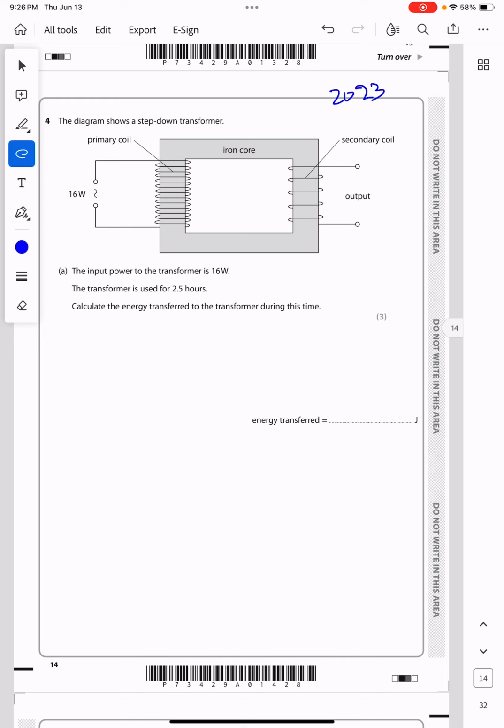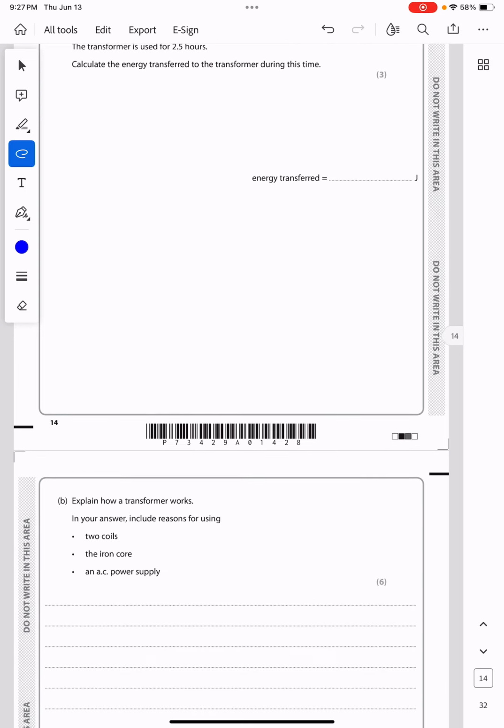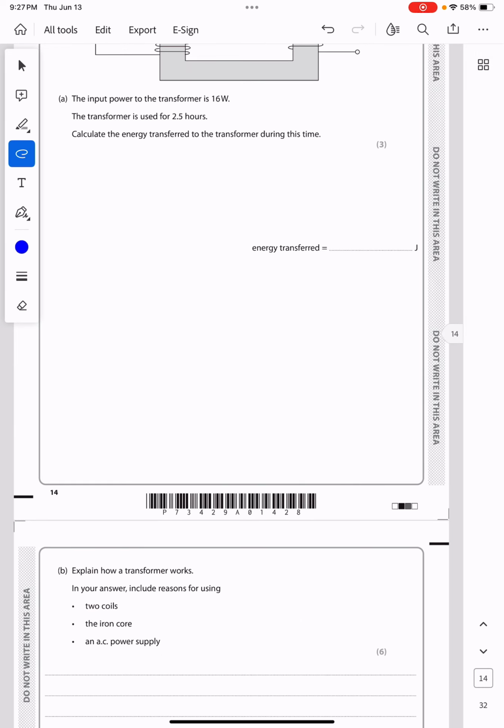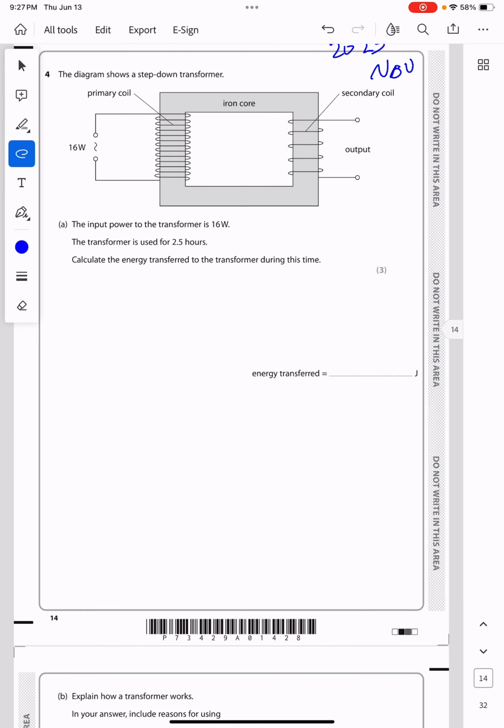2023 November, and it's about transformers. I want to explain about them first, but the second part of this question is asking about this. So let's start with A. Even if you don't know anything about transformers, even if you forgot about them, you can still answer this first part. You can get 3 marks.